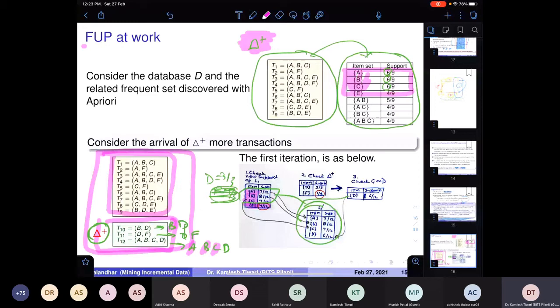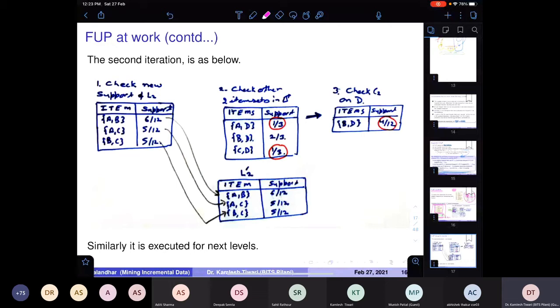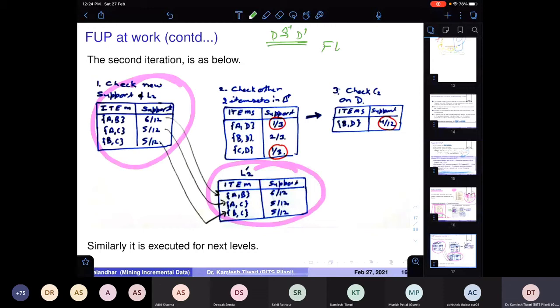Similarly, you update for the 2 item set also. In a similar way, you can update for the 2 item set, and you can get L2, then L3, L4, everything you can update in the similar way, and you can get the solution. So we have seen that when data is added and it becomes D dash, then what to do? FUP algorithm can give you a new result. Make sense?